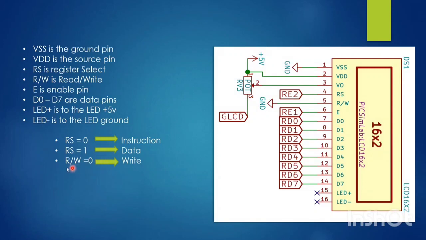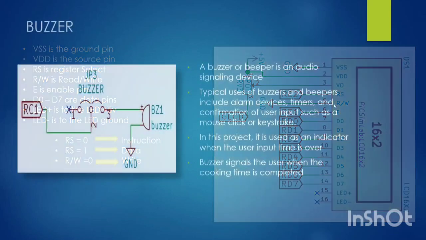Basically, if R bar W is 1, then it indicates read, but in this circuit diagram it's always grounded, so by default it is low, and we can perform the write operation. And if RS is 0, it indicates an instruction, and if RS is 1, the microcontroller interprets it as data.